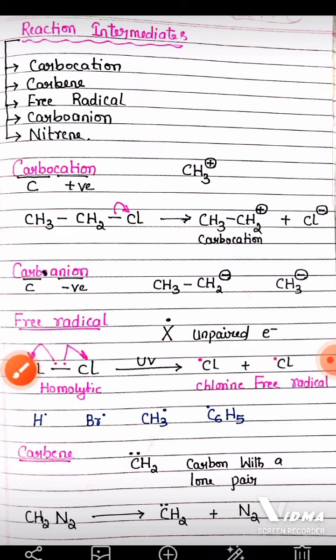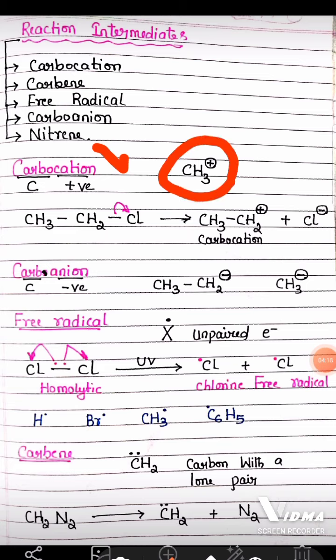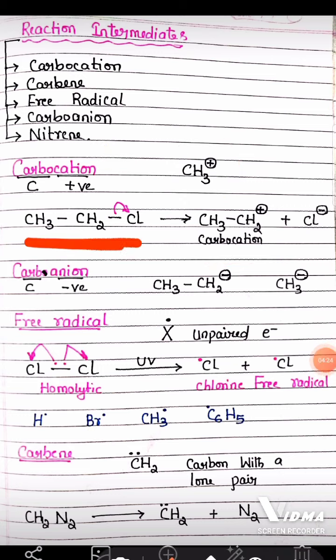Let us start with carbocation. Carbo means carbon, cation means positive charge. You can find examples here: CH3 plus, C2H5 plus, they are all carbocations. Now for example in ethyl chloride, as we know, there is a transfer of electrons to the chlorine atom. The bonded electrons between the carbon and chlorine are shifting to the chlorine atom as it is more electronegative.